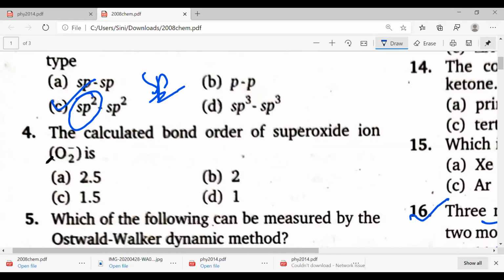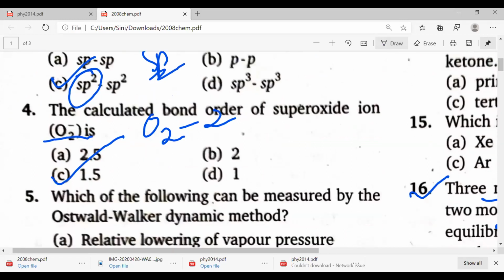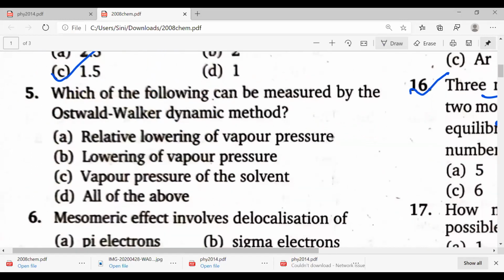So we just did it. O2 minus. O2 is what? 2. O2 minus 1.5. Option C. That's it. We just did it. So which of the following can be measured by the Ostwald-Walker dynamic method? This process is used to find the lowering of vapor pressure of the solvent. Okay. It is also used to find the relative lowering of vapor pressure of the solvent. So the answer is all of the above. Fifth one, all of the above.